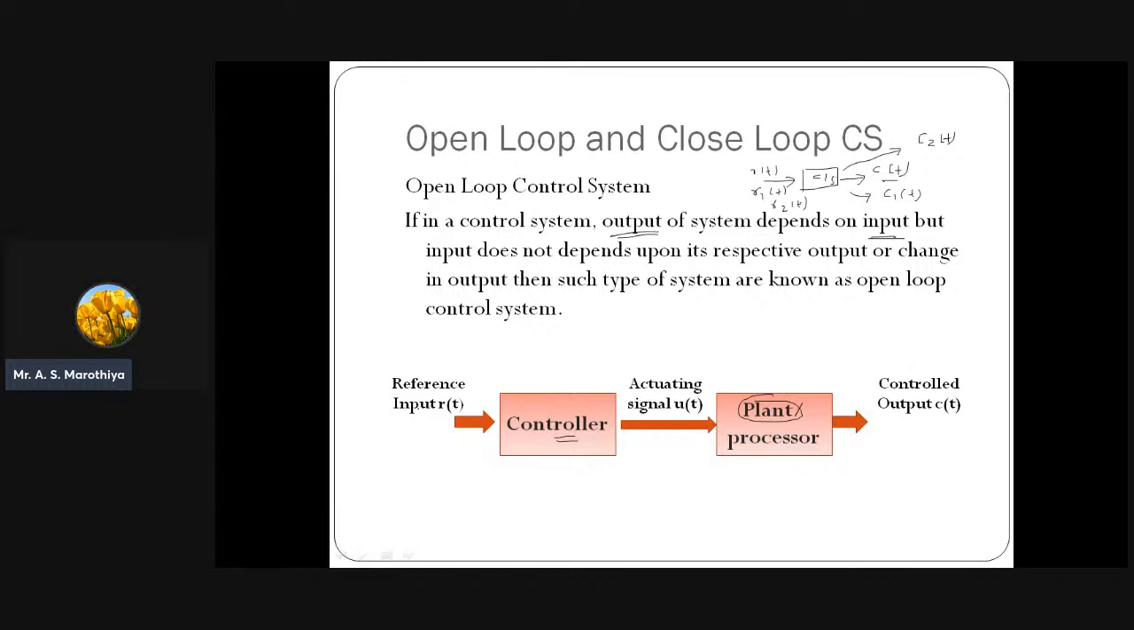So here if you vary this reference input signal, corresponding to that the controlled output signal is also going to vary. But if this controlled output signal varies due to some disturbances or due to some error signal in the system, the input is not going to change according to that. The input is always going to be a constant one, because here we don't have the concept of a feedback loop. So input is not able to sense what changes are going to happen on the output side, and hence the system is called an open loop control system.